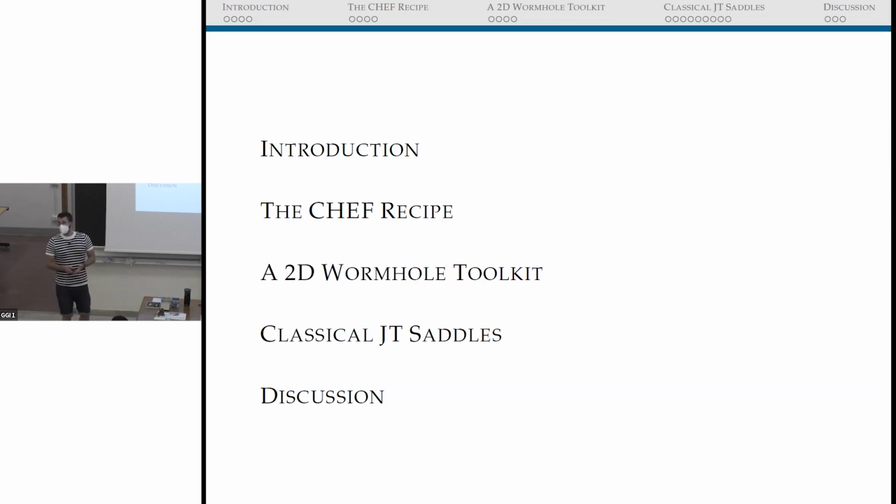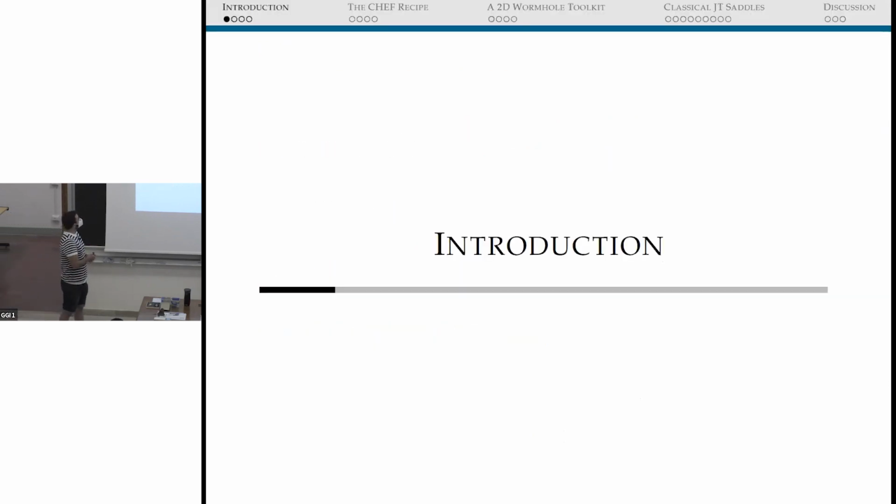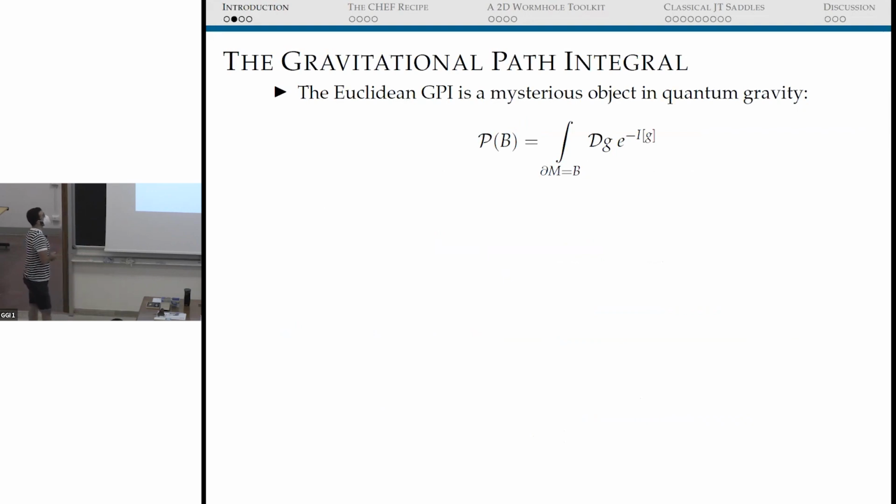Then I'll explain a general toolkit in two-dimensional gravity for constructing geometries for replica wormholes. And with all the machinery, I'll then jump into JT and construct saddles in classical JT by introducing classical sources. In the discussion, I'll summarize and leave you with some open questions that remain. And well, I should have said, this is work in progress to appear maybe next month with Ben Chandrasekaran, Netta Engelhardt, and Sebastian Fischetti.